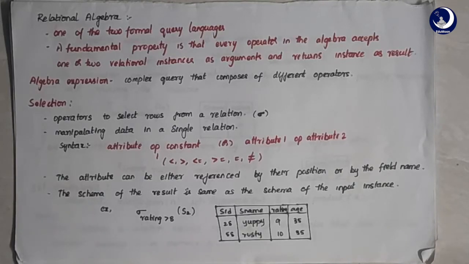You can do it another way also. It can be applied to two attributes: attribute, operator, attribute. Here the operator is any relational operator. It can be less than, less than or equal to, greater than, greater than or equal to, equal to, or not equal to. And the attributes of an instance can be referenced either by their position or directly by their field name. There is an important note to be considered: the schema of the result should be the same as the schema of the input. See, it's obvious.